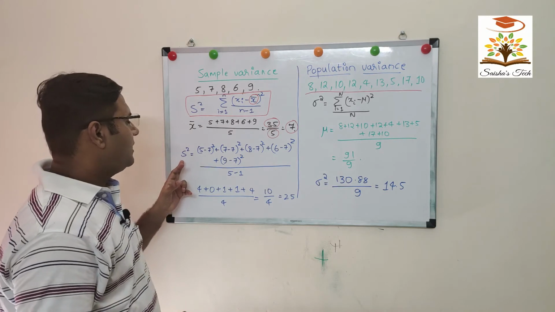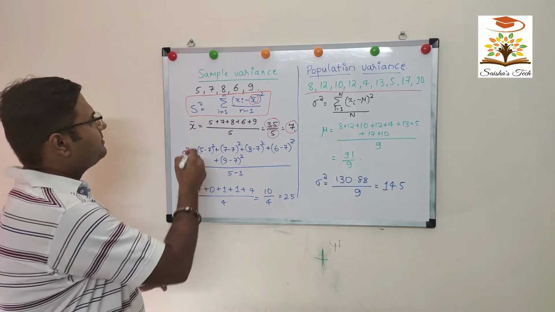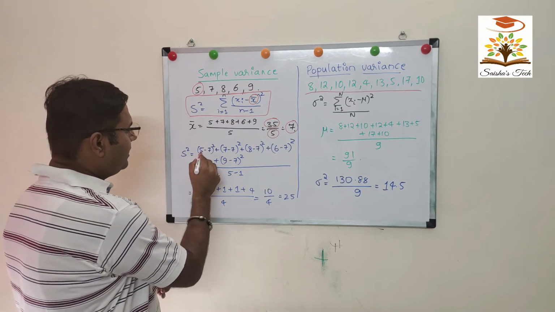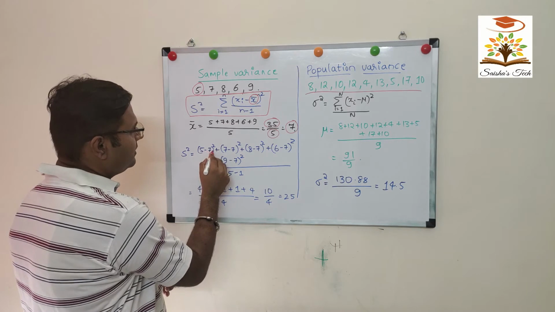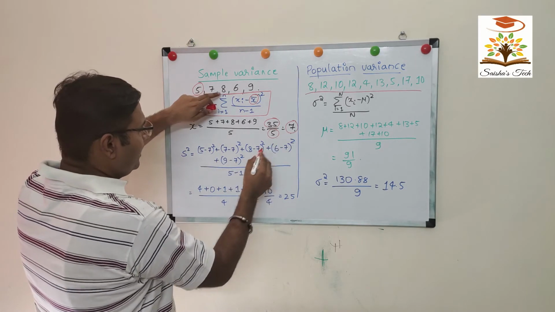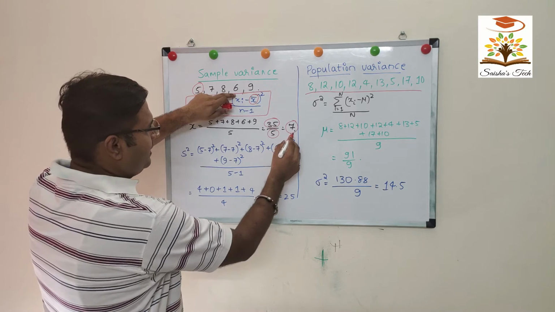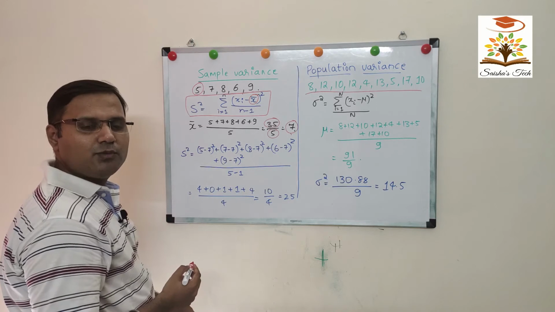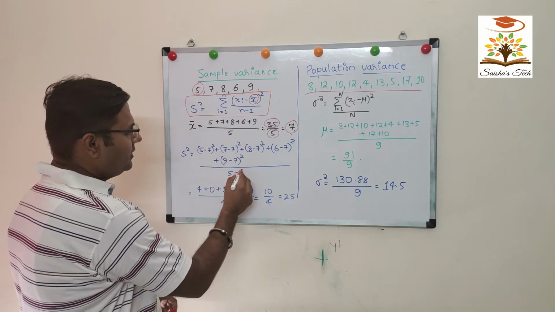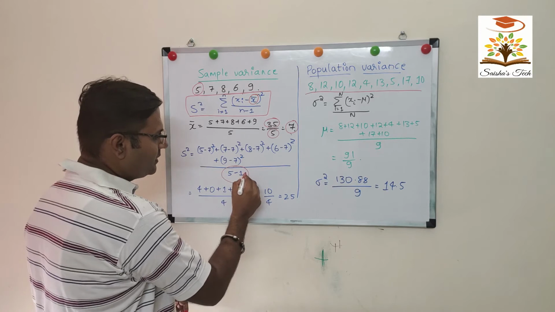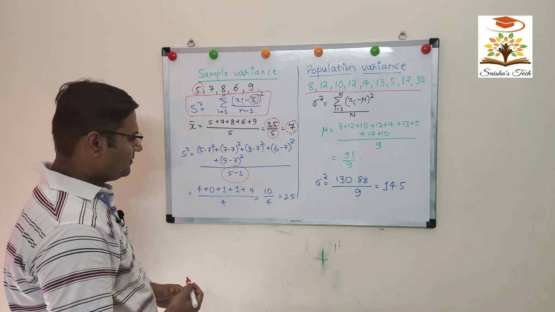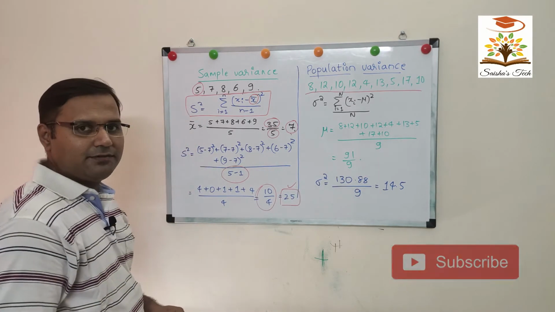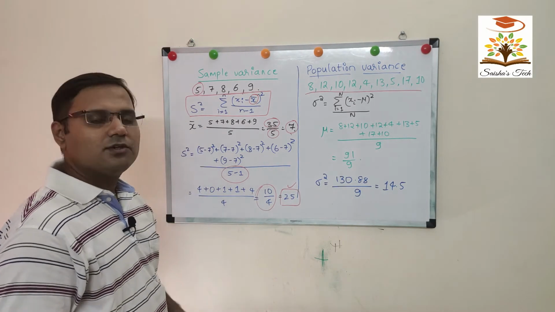To calculate the variance, we have to subtract each of the elements with the mean. Here you can observe 5 minus 7, 7 minus 7, 8 minus 7, 6 minus 7 and 9 minus 7. We square off all the values to remove the negative effect, divided by the number of elements present minus 1, as it is the sample variance, which is equal to 10 by 4, and the final is 2.5. So the variance is 2.5.